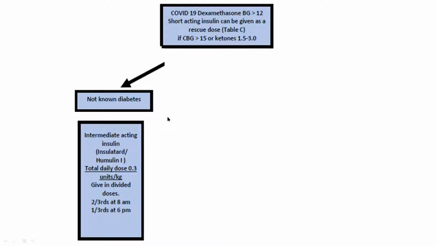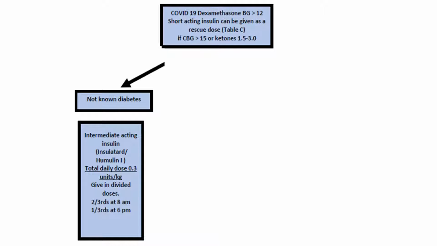If they do not have diabetes, then you want to start them on an intermediate form of insulin, which comes in the form of Insulatard, Humulin I, and Humulin N in Pakistan. This is a rough calculation of about the dose. The dose can be more or less, so that you want to start them on a total daily dose of 0.3 units per kilogram. For an 80 kilogram man, this turns out to be 24 units. So you want to give them 16 units in the morning and 8 units in the evening. So 8 o'clock and 6 o'clock.